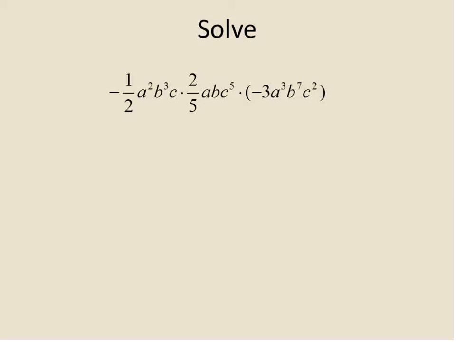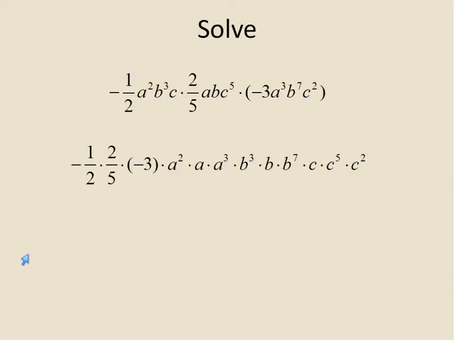All right. This one here is more complicated in a couple of ways. First, there's fractions. Second, there's negatives. Third, there's three terms in there, three monomials we're multiplying. So let's go ahead and follow exactly the same steps that we've done before. First step, we're going to put all of the numbers together, 1/2, 2/5, and negative 3 here. And we're going to put all the a's together, a to the power of 2, a to the power of 1, and a to the power of 3. Then we'll put the b's together, b to the power of 3, b from here, b to the power of 7. Put the c's together, c to the power of 5, c squared.